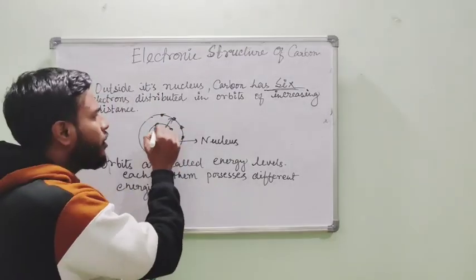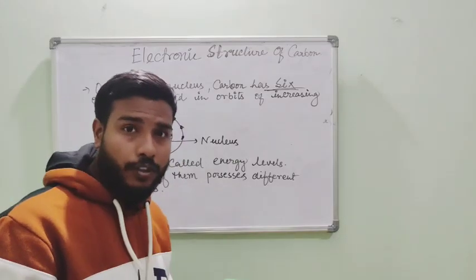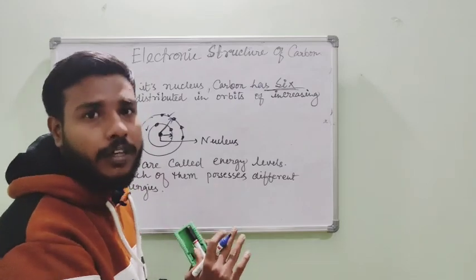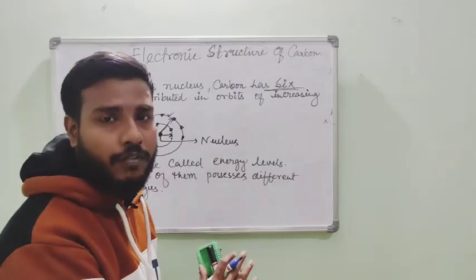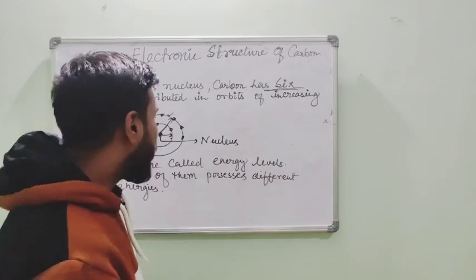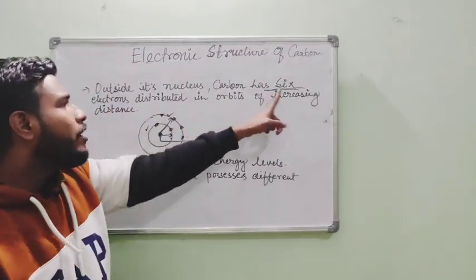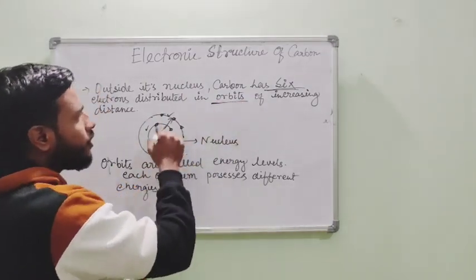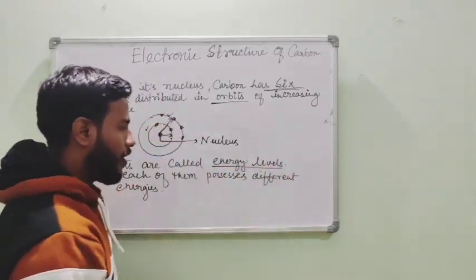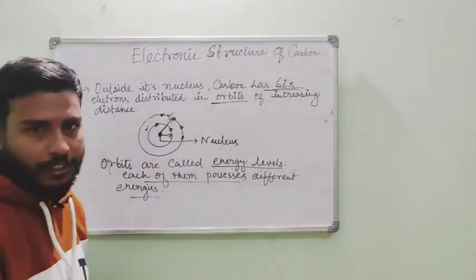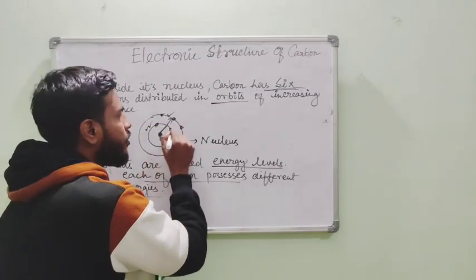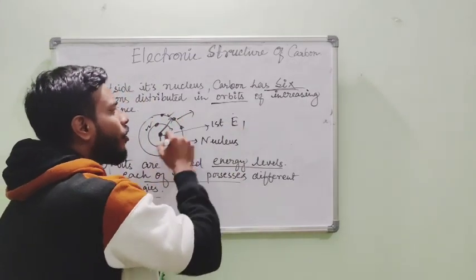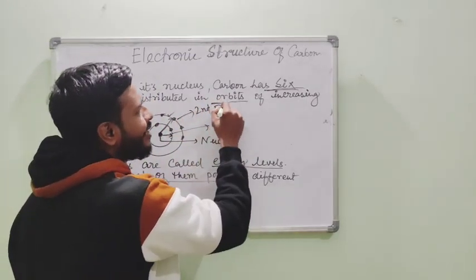So these orbits, these energy levels, according to the Bohr concept. We will discuss the quantum mechanical aspect later, but first we have to describe it in the context of Niels Bohr, what he did with the electronic configuration of carbon and how he described the chemistry of carbon, right? From the nucleus, all the 6 electrons are distributed at increasing distance. Those orbits at increasing distance are called energy levels, and each of them possesses different energy. The first orbit has a certain energy, suppose E1. The second orbit has a certain energy like E2.